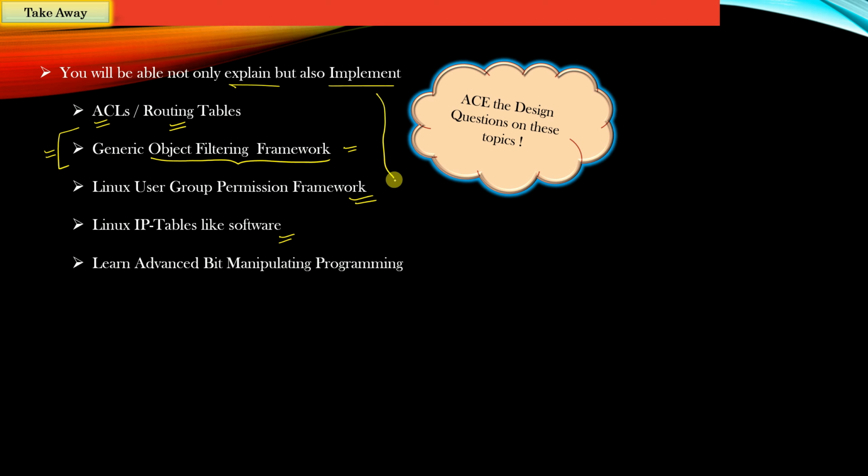All of these features more or less are the same in terms of functionality, and therefore the implementation of all these features behind the scenes requires more or less the same type of data structures. So once you are equipped with the knowledge of how to design access control lists or routing tables, you would be in a position to enhance the final product of this course, that is the mtrie library, to implement object filtering, a Linux user group framework, or Linux IP tables like software.